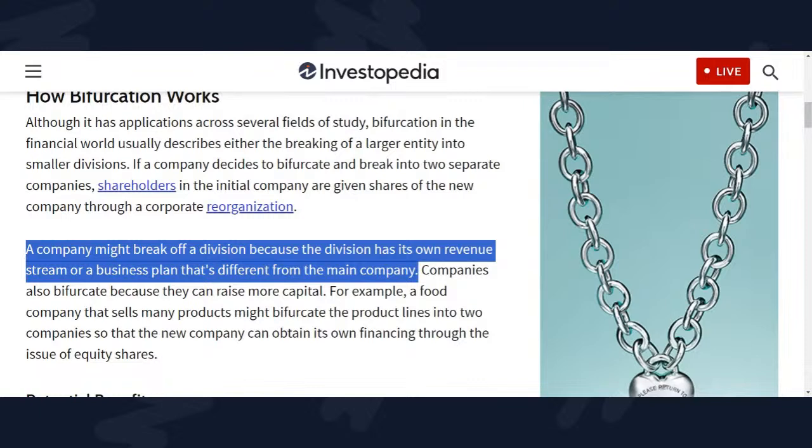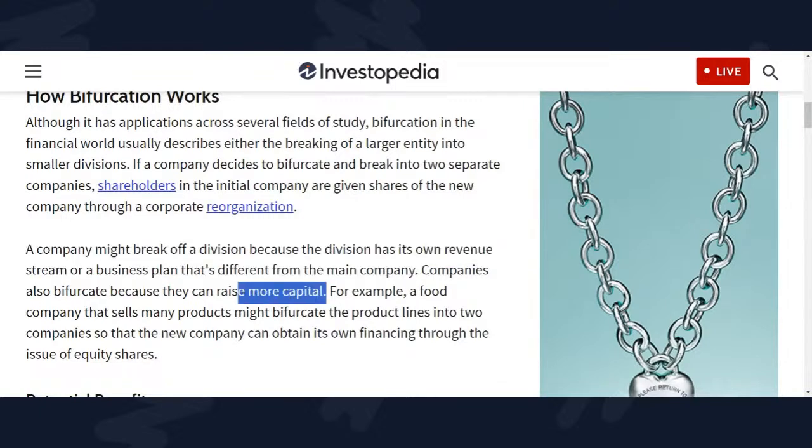Companies also bifurcate because they can raise more capital. Do you suppose they can raise more capital off of somebody that actually has a valid estate with value in it, with assets that are backing it? Or do you suppose it's easier or more efficient to try to raise capital as a bankrupt organization?